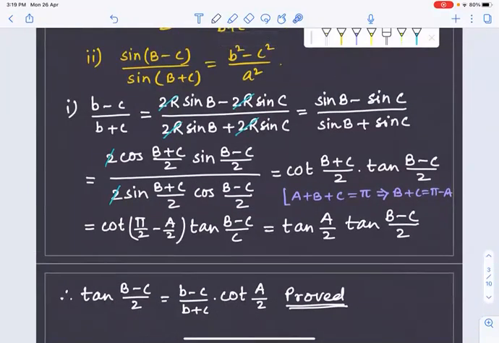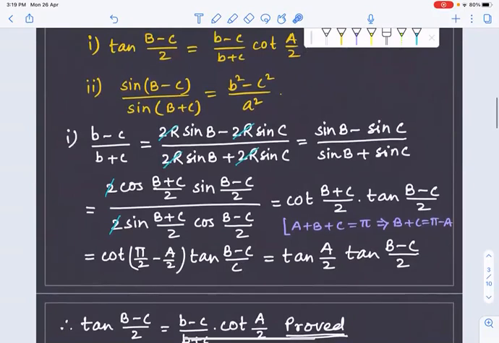Clear? So what idea have we used to prove this question? We have used the idea of converting sides in terms of angles. That is the main idea involved here, and that is by using the sine rule. After that, some trigonometry is done here, some trigonometric identities, and we get the answer.